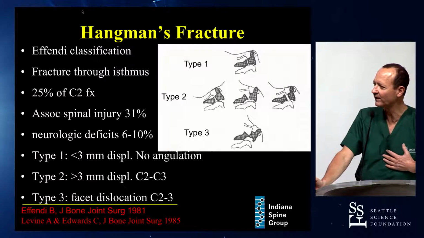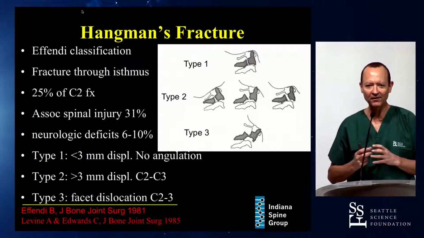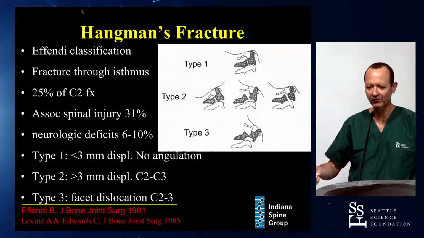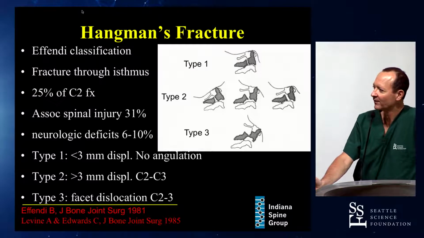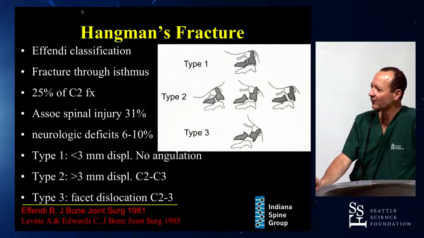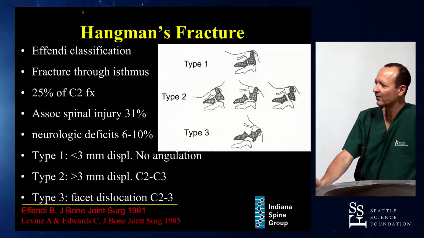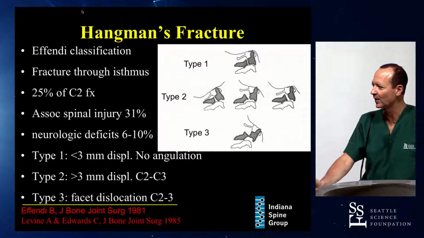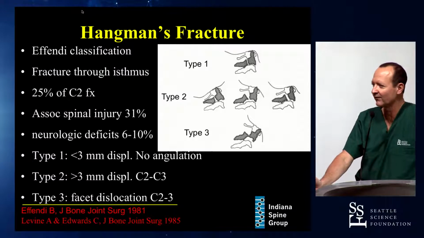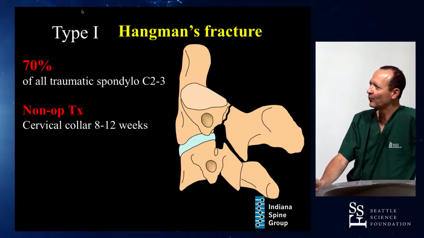With a very low incidence of neurologic deficits, as we talked about last night, because these are typically canal expanding lesions. They actually expand the spinal canal if they're truly through the isthmus or pars interarticularis, so there's a low incidence of neurologic deficits. In Effendi's classification, it's pretty straightforward. Type 1 injuries have less than 3 millimeters of displacement, no angulation, so basically non-displaced fractures. Type 2 are greater than 3 millimeters of displacement with some C2, C3 instability, and we'll talk about that in just a moment. And type 3 fractures are facet dislocations at C2, C3, which are uncommon but are significant to know and understand.